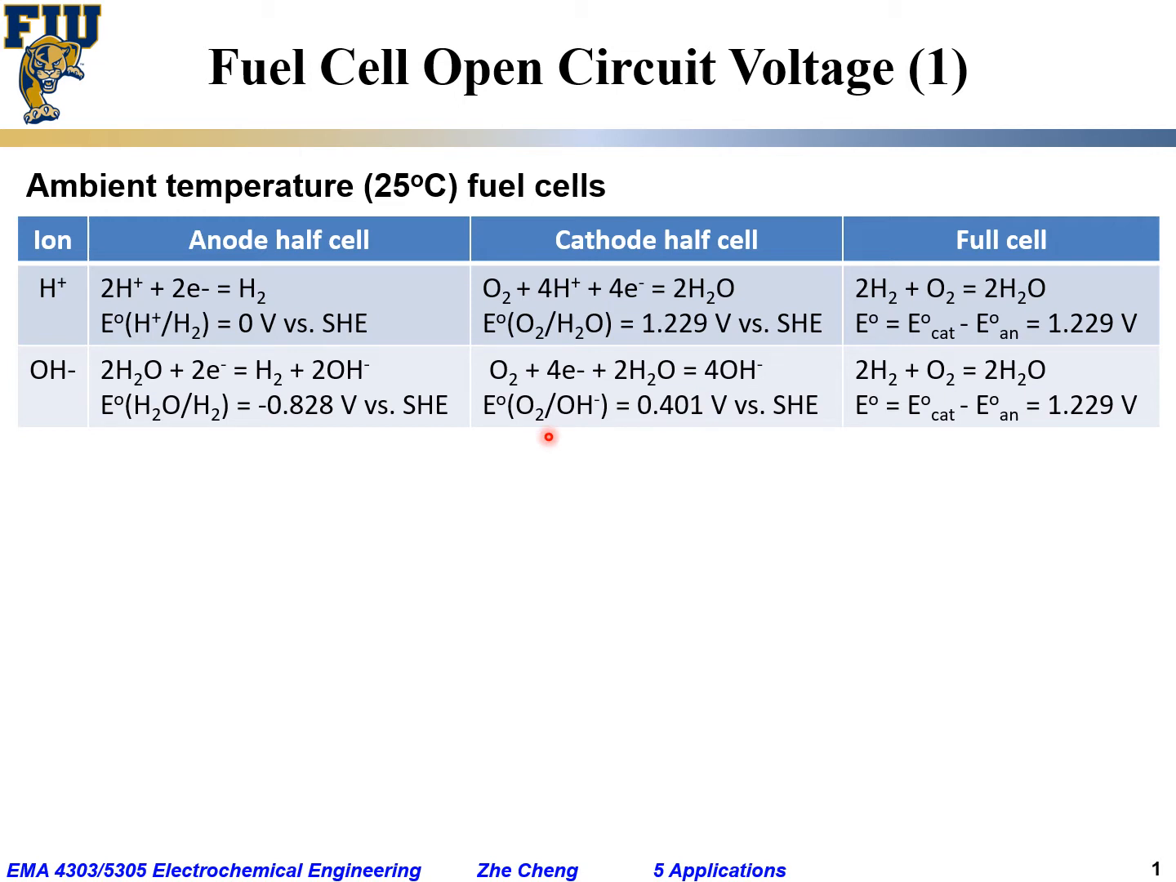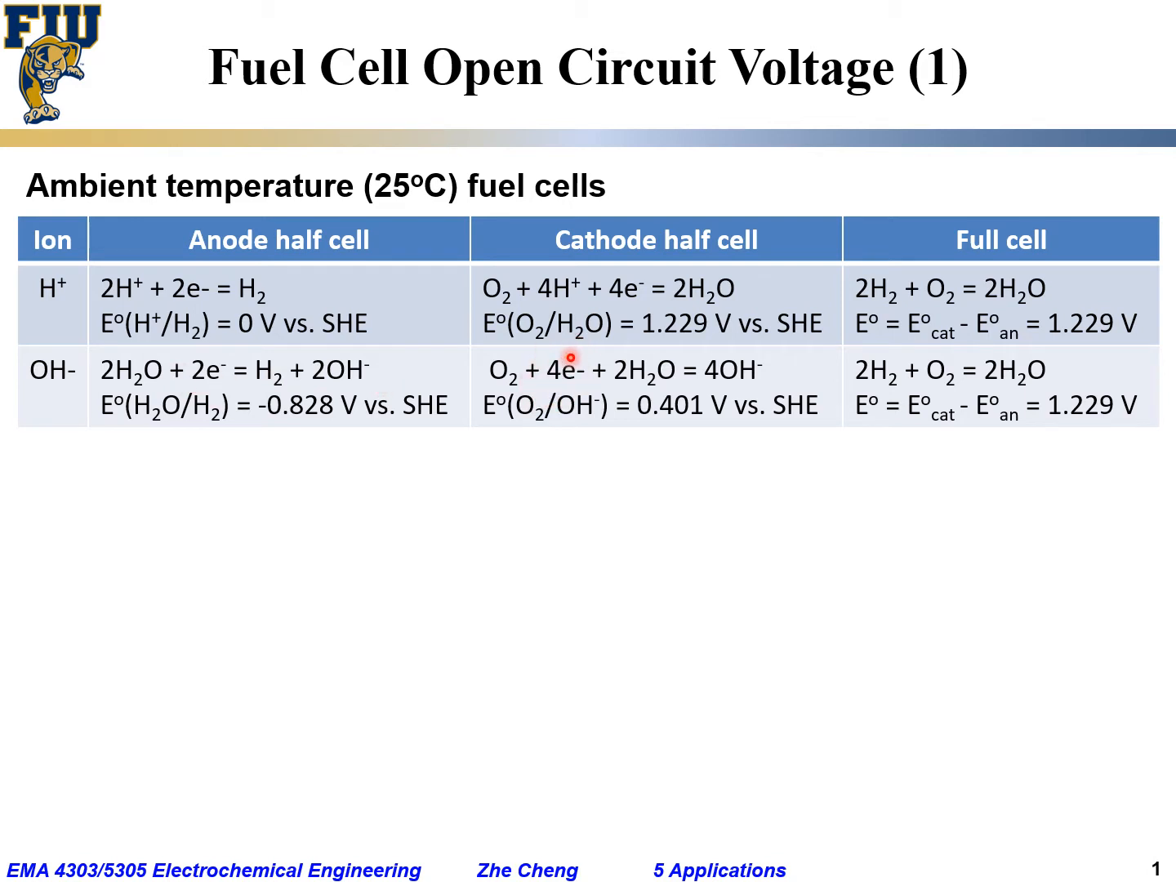And the standard electrode potential for this O2-OH minus pair would be 0.401 volt versus SHE, more positive than SHE. Okay, which means it's easier for oxygen to get electrons and difficult for OH group to release electrons. And then the overall full cell reaction would be to combine these two half cell reactions with the goal to, again, eliminate electrons.